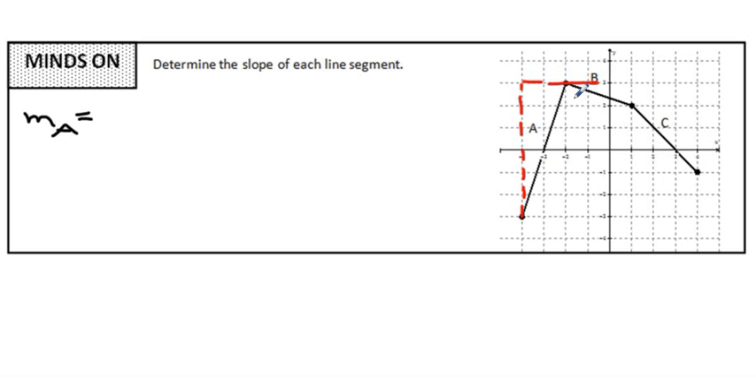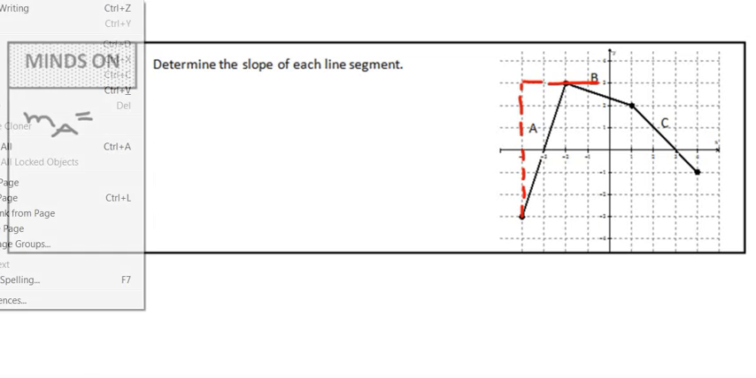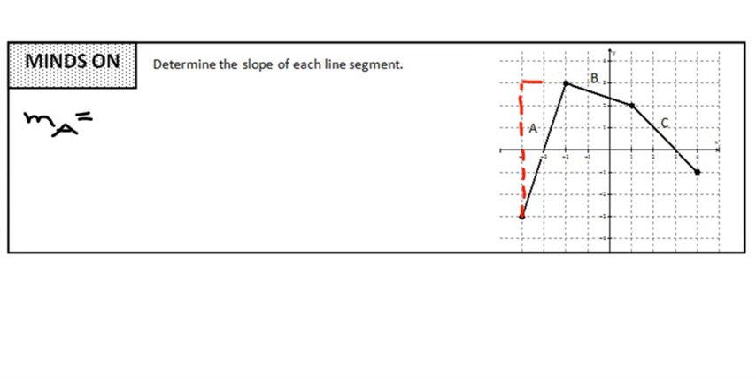Oh, whoopsie. Overshot the runway. Let's see if we can undo that. Edit, undo writing. Oh, there we go. Okay, so we're going to go 1, 2, 3, 4, 5, 6. So we're going up 6, which is up, so it's positive 6 for our rise. And we went from here and we went right 2, which is again positive. So the slope of A is 6 over 2, which simplifies down to 3.